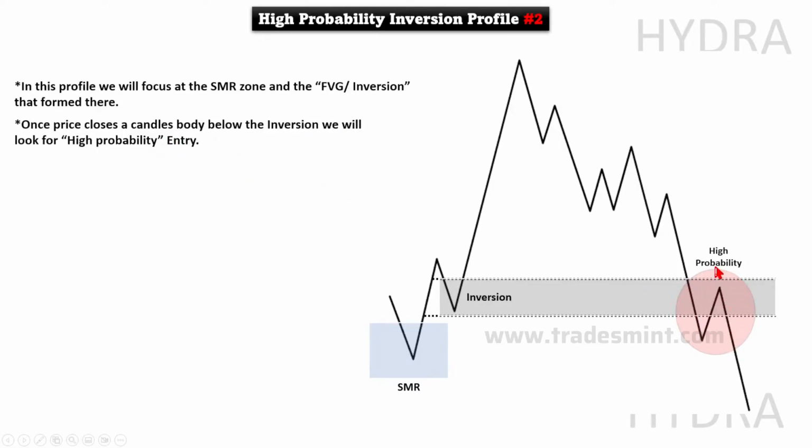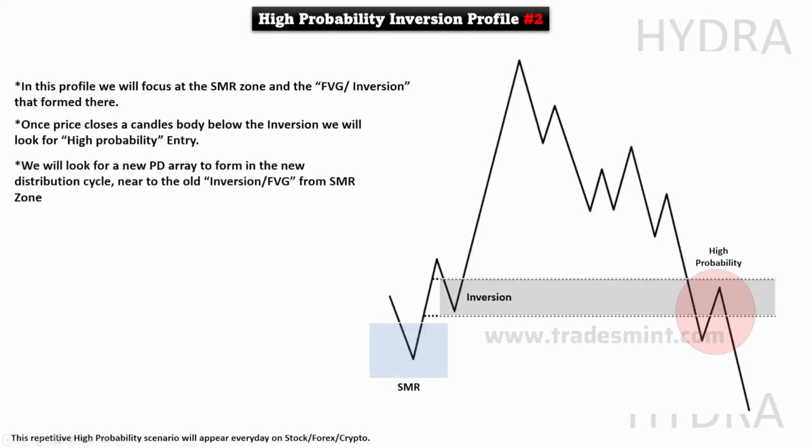Wait, okay, right now I know that it doesn't make sense, or it's getting complex. Once I show you guys the actual chart example, it will make way more sense. Okay, it's the easiest one. We'll look for a new PD area to form in the new distribution cycle near to the old inversion fair value gap from SMR zone.